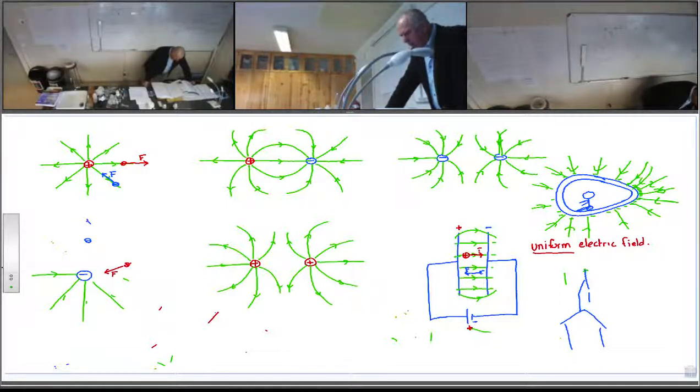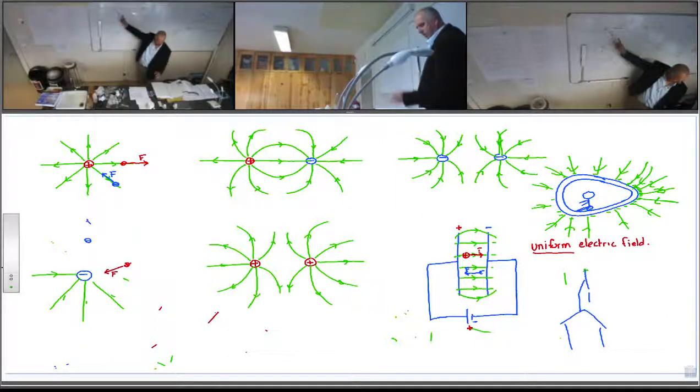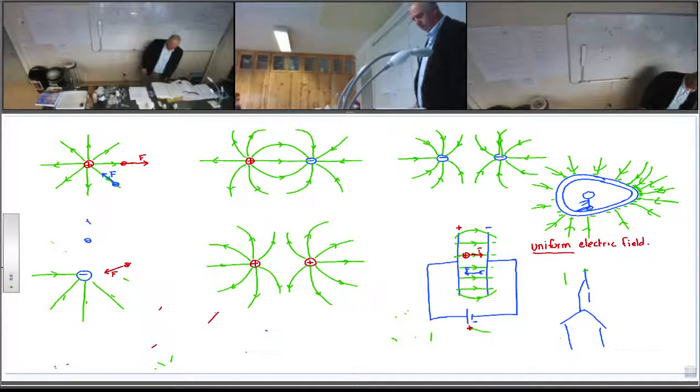The lines flow out from positive, like that. Don't write them down. I'll give it to you. It's all in your notes. You'll get it. And into negative. Out from positive, into negative.